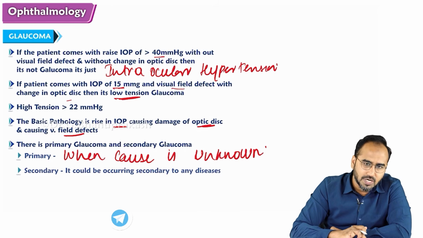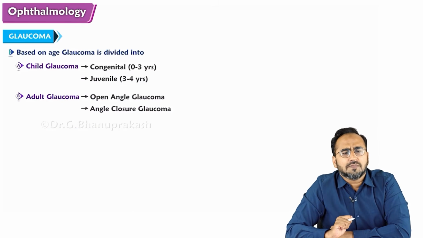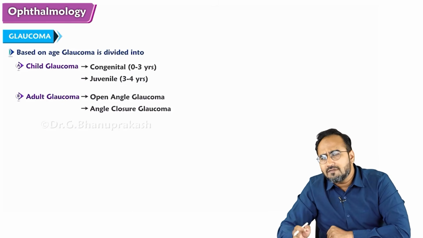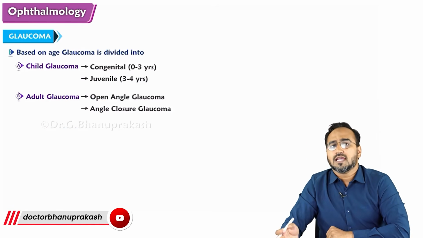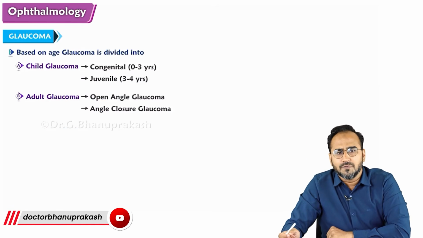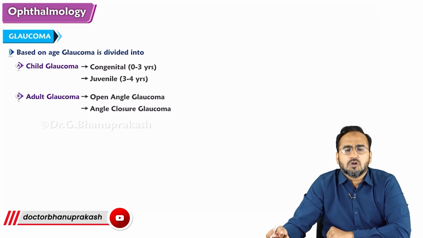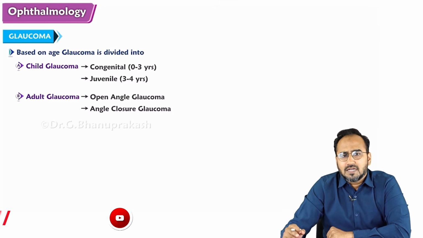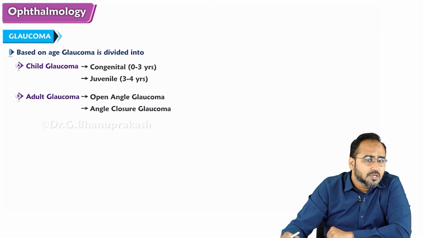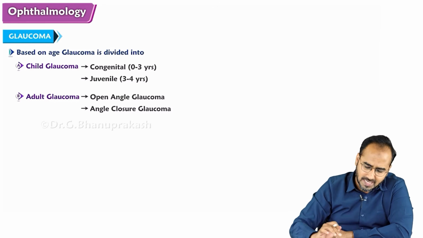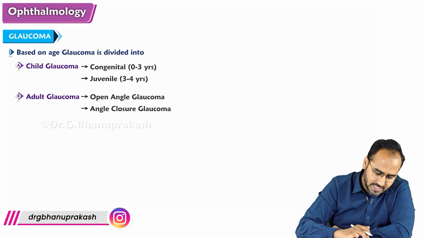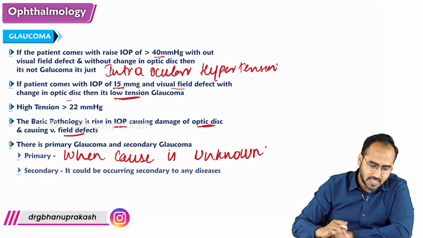Secondary glaucoma means what, guys? What problems am I talking about? Glaucoma developing due to cataract, glaucoma developing due to uveitis, or glaucoma developing secondary to any tumor. It is called secondary glaucoma.